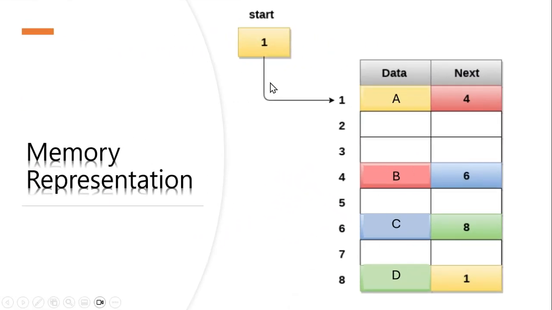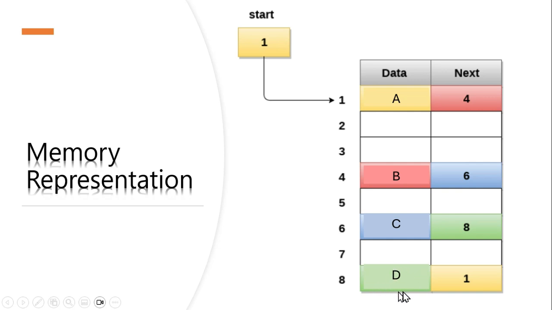This image shows how the circular list is being stored in the memory. The start or the head of the list is pointing to the element with index 1. Index 1 contains A in the data part and 4 in the next part, which means it is linked with the node in index 4. Index 4 contains data B and 6 in the next part, which means it is linked with index 6, containing data C and 8 in the next part. This also means it links to index 8, containing data D.